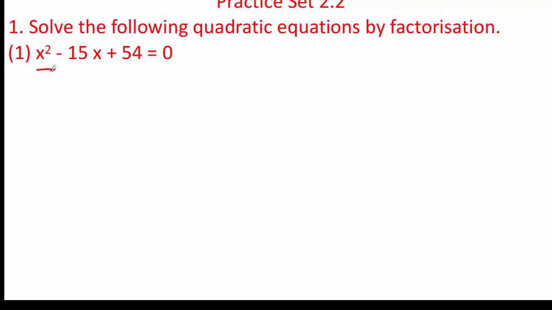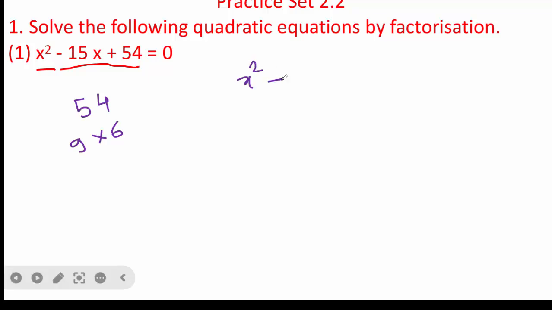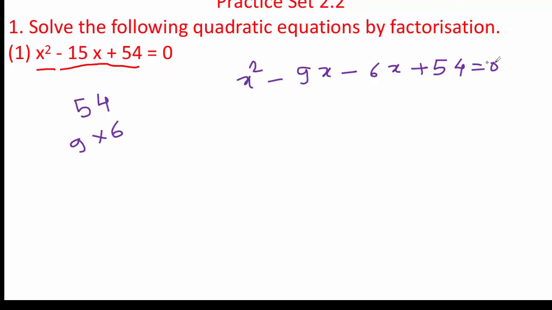x square minus 15x plus 54. Here I have to factorize 54 such that their sum is 15. That is 9 multiplied by 6. Now 9 into 6, 54. And 9 and 6, sum is 15. Therefore I shall write this x square minus 9x minus 6x plus 54 equal to 0.